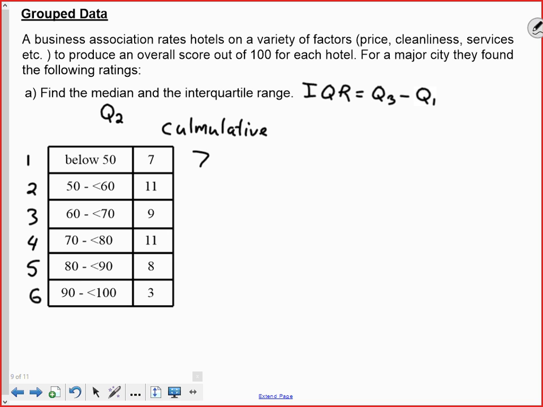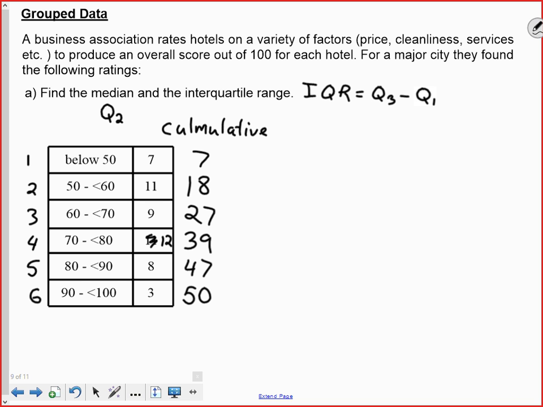So in the first row, we have a cumulative value of 7 hotels. When we get to the second row, we add in the 11 for a total of 18. And in the third row, we add in the 9 that appear in the third row to have a cumulative value of 27. And we just keep accumulating these numbers as we go down our rows. So 39, 47 and 50. Sorry, I said 8 and 3, I meant 47 and 50. Our last cumulative value should be the same as the total number of data points that we have. So we have 50 data points, so that's where our cumulative value ends up.